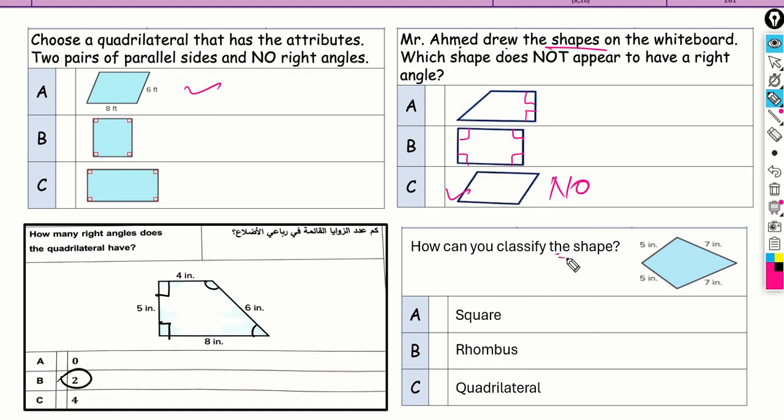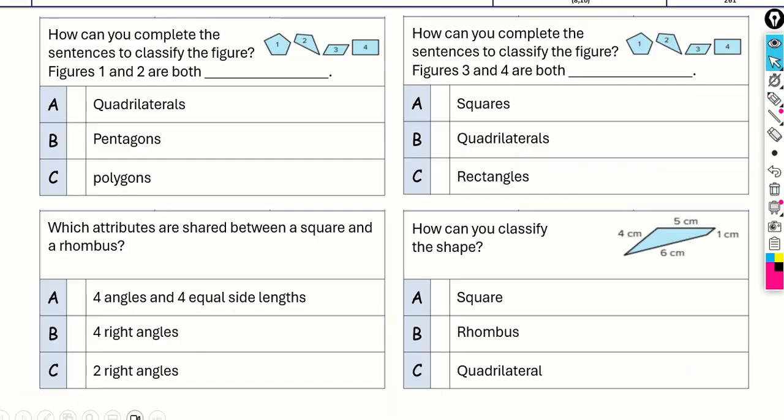How can you classify the shape? So this is when you have this kind of shape. Is this a quadrilateral? 1, 2, 3, 4. Yes, it is a quadrilateral. Is this a square? No, because a square has all sides the same. Is this a rhombus? Okay, what is a rhombus? A rhombus does not have a right angle, but all sides are the same. Okay, I'm going to pause the video for a second and you think about the remaining questions. Try to answer.